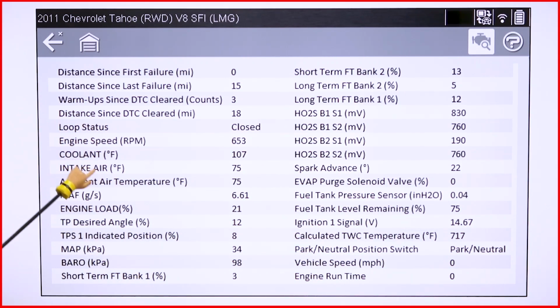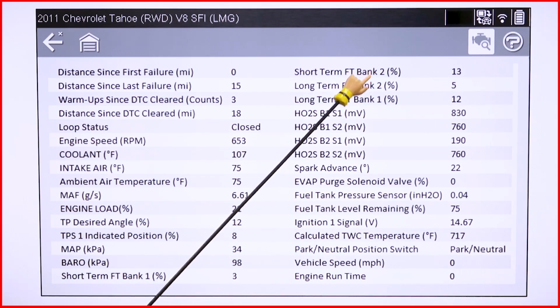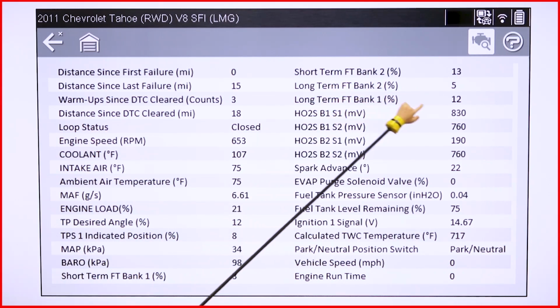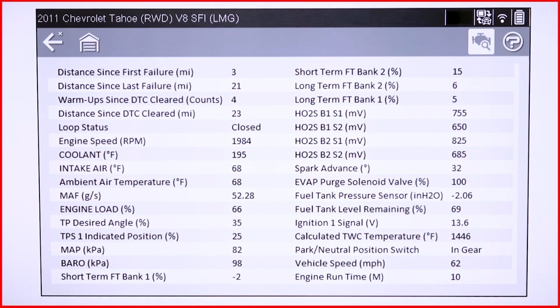So if we look at the failure record, this was taken at a little lighter engine load here, 653 RPM. Short-term fuel trim on bank 1 is 3%. Short-term on bank 2 is 13%. So again, bank 2 is high. This is a little awkward how we get long-term bank 2 here, and then long-term bank 1 is shown there. So if we add them together, bank 1 is about 15%, and we're seeing 18% on bank 2. So it's still significantly higher than what we're seeing on the opposite bank.